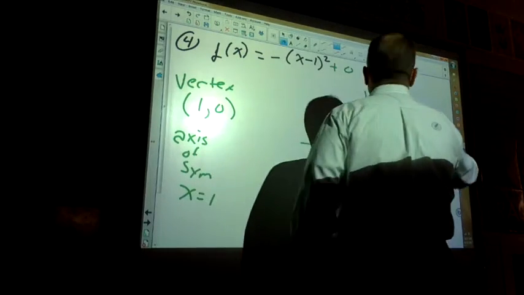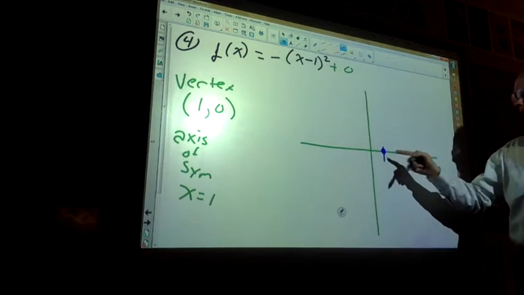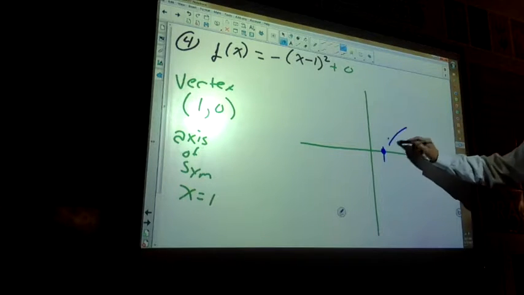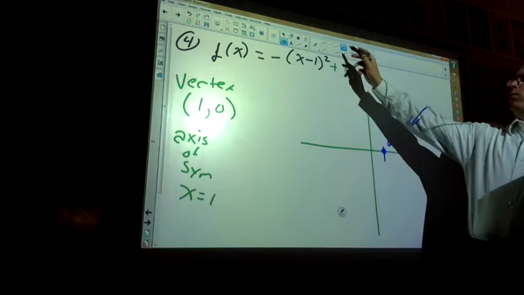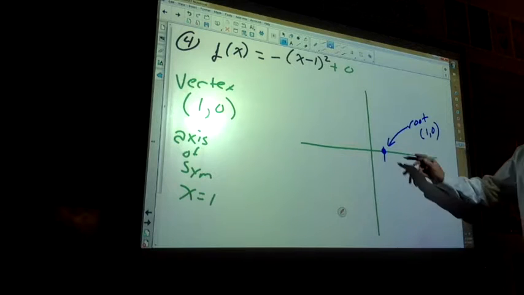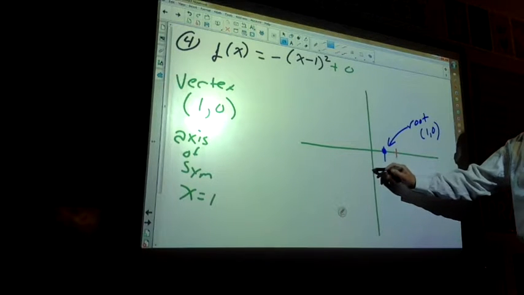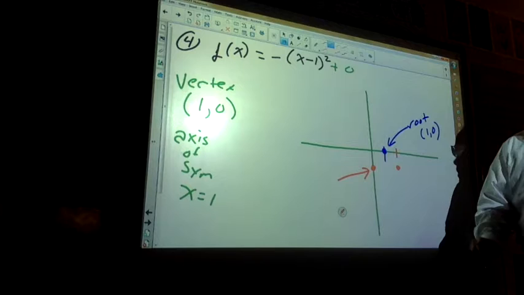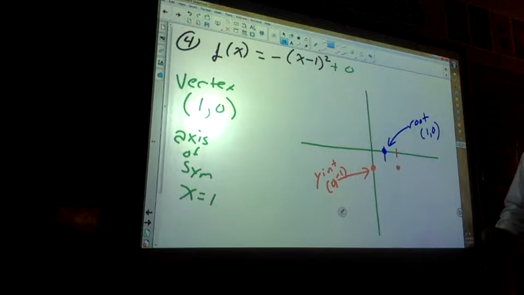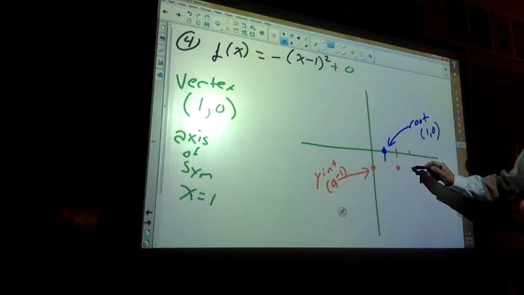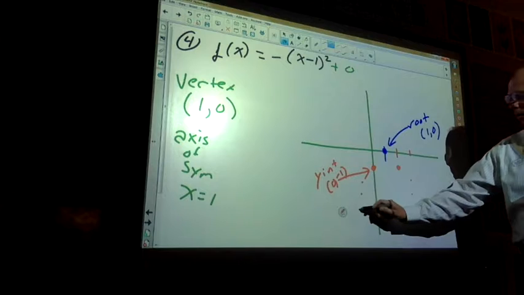Down. So I have the vertex at 1, 0. What is that? It's a root. It opens down. Can I graph it at negative 1, negative 3, negative 5? Yeah, so right 1, down 1, and then here down 1. Look what I just found. The y-intercept, 0, negative 1. Then I can go right one more and down 3, and left 1 and down 1, 2, and 3. Sweet.